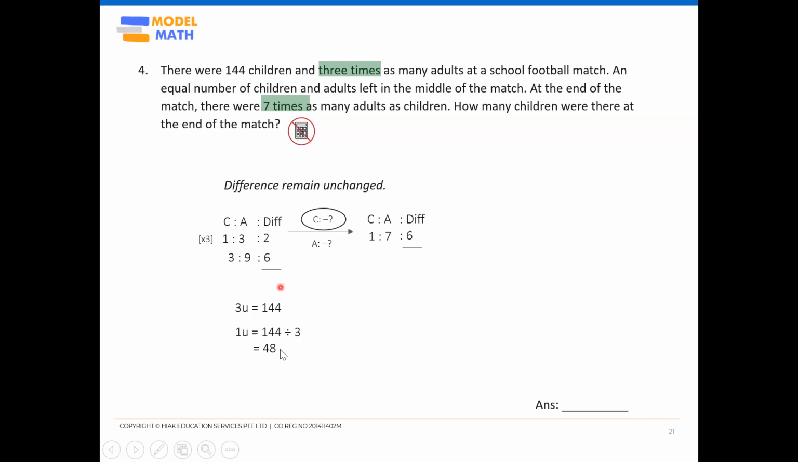And of course, always find 1 unit value. Once you found 1 unit, reread the final question. How many children at the end? So at the end, as we can see, is after, right? At the end, children is 1 unit, and we have already found 1 unit. So that's it, 48 children at the end.